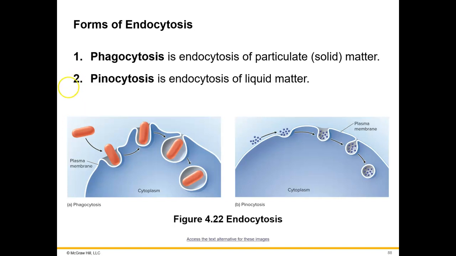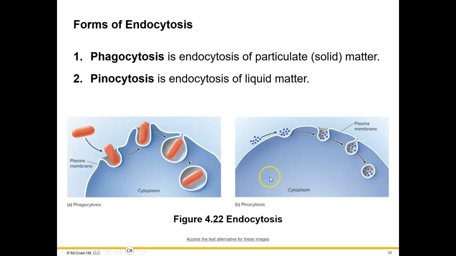So here's endocytosis, meaning something's going into the cell. You can see something cozies up to the plasma membrane. That plasma membrane starts to engulf that substance until it encloses it completely. The membrane separates, and we now have a vesicle inside the cell. The same thing is happening here with a liquid.